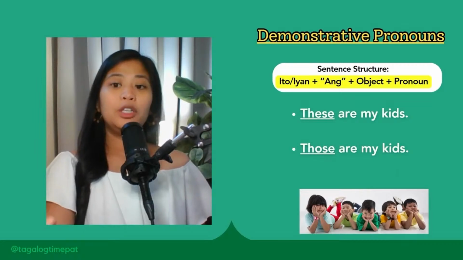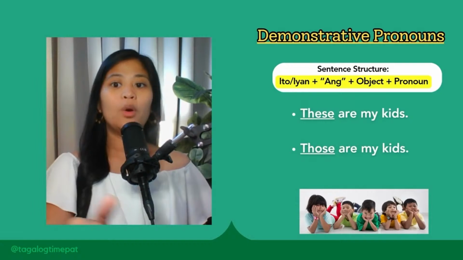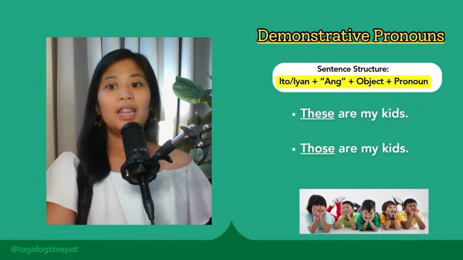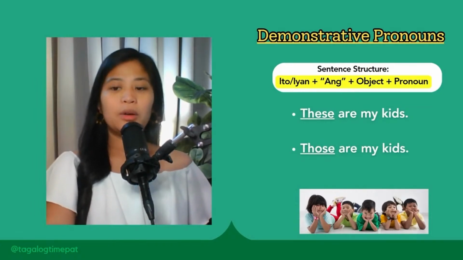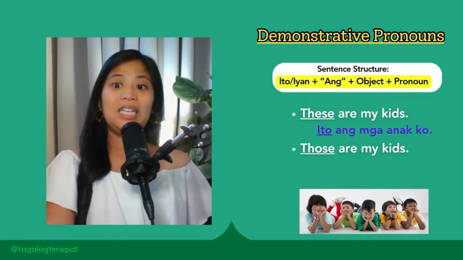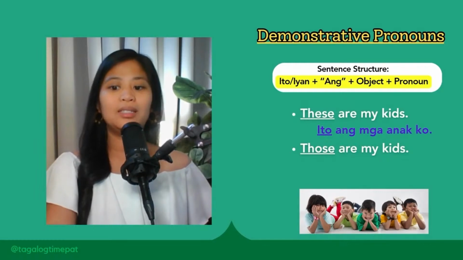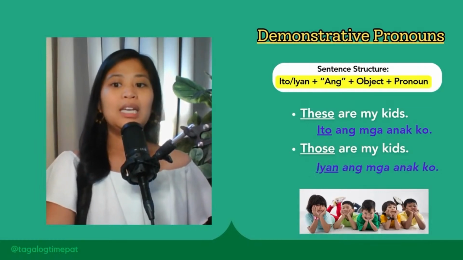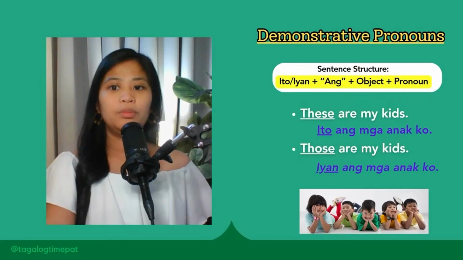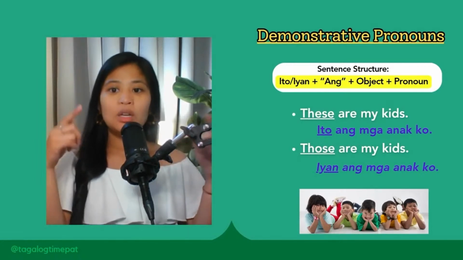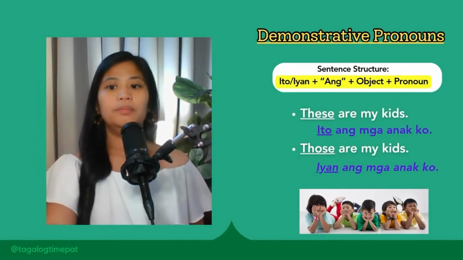And it can be used in a plural way as well. They can mean singular or plural things. So these are my kids is still "ito ang mga anak ko." These are my kids. Those are my kids: "iyan ang mga anak ko." So "ito" means these. "Iyan" means those.